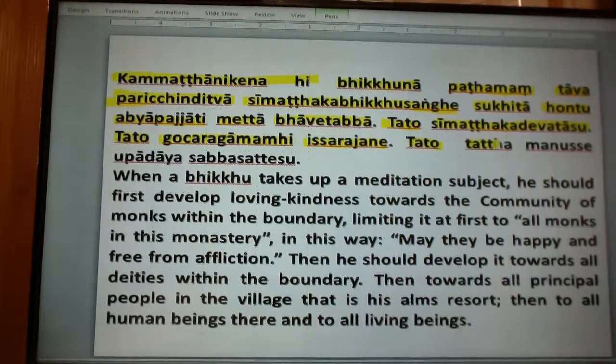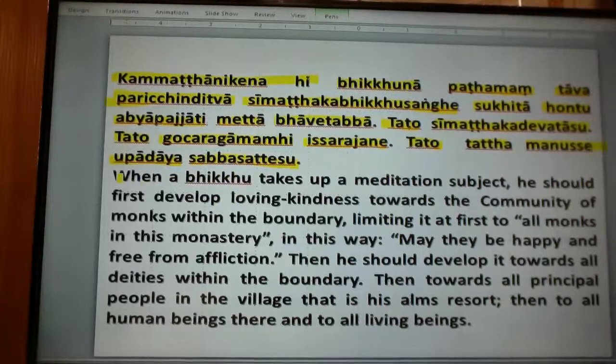Then Tata Manosi. Tata means in the village. Manosa means the ordinary person, the human being. From human beings to Sabba Sattesu, all living beings. Sabba means all. Satta is a living being. So loving kindness is like this, increasing from a small group with a boundary to many. That's why we call it appana bhavana. Metta, karuna, mudita, upekha, the brahmavihara. That kind of full increase like this. So it is mentioned like that.